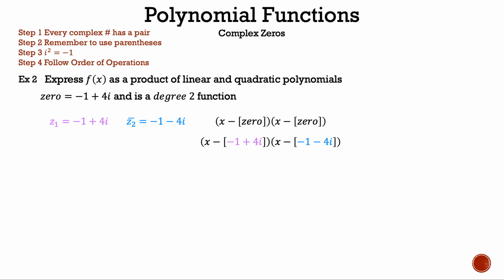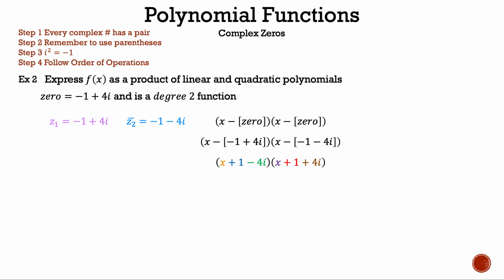So now we have the quantity of x minus the first 0, negative 1 plus 4i, times the quantity of x minus the second 0, negative 1 minus 4i. Remember to put brackets around the zeros since we have more than one term. Next, let's get rid of those brackets by distributing the negative out in front. So we have the quantity of x plus 1 minus 4i times the quantity of x plus 1 plus 4i.